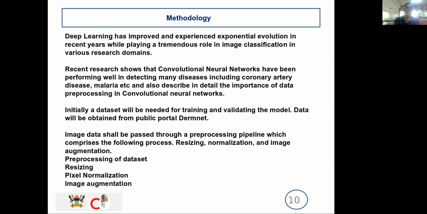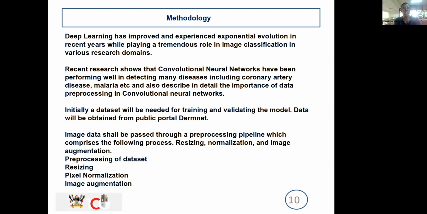The methodology. So we're going to employ the use of deep learning, which is the heart of machine learning, and it has a tremendous role in image classification in various research domains. Recent research also shows that convolutional neural network, which is a type of deep transfer learning, is very good at detecting many diseases. And also it is very important in data preprocessing.